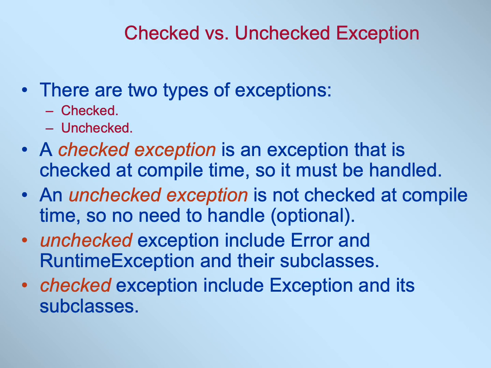Checked and unchecked exceptions. There are two types of exceptions. So we have checked and also unchecked. A checked exception is an exception that is checked at compile time, so it must be handled. An unchecked exception is not checked at compile time, so no need to handle. So it is optional if you want to handle those kinds of exception. Unchecked exceptions include error and runtime exception and their subclasses. Checked exceptions include exception and its subclasses.